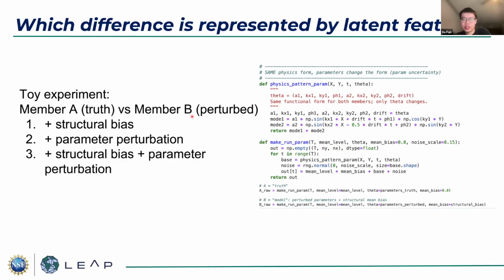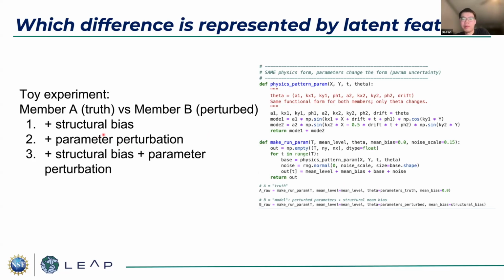Both of them are simplified representations of climate models. For each model, you can choose any parameter setting and structural bias for a given physics equation. This is the physics equation, basically a combination of sine and cosine functions. As I said, member A is set as the truth, which has a fixed parameter setting and no structural bias. Member B was given 3 different perturbations or errors.